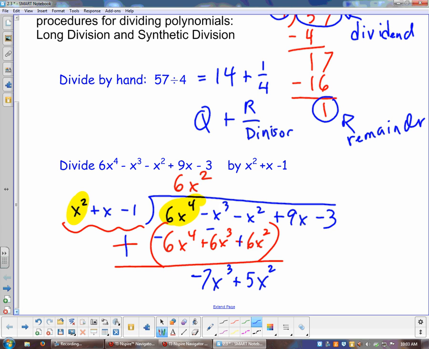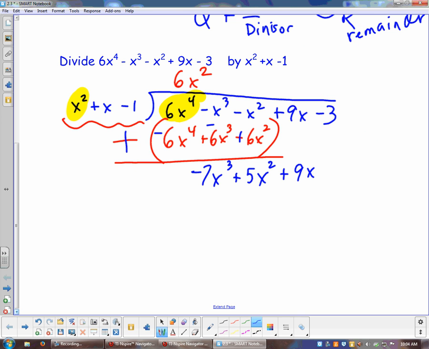Plus 9x. Minus 3. All right, but I'm only going to bring down the 9x. I don't want to bring down too much because I want to have the same number of terms here as I have in my divisor. So at this point, we are going to focus only on the x squared and the negative 7x cubed, and the process repeats. So what am I going to need? All right, so I say x squared times what gives me negative 7x cubed? That's a negative 7x, and I'm going to multiply the negative 7x by all three of these. So I'm going to get what?